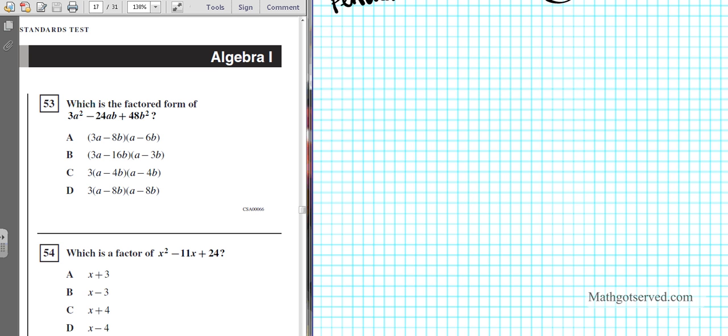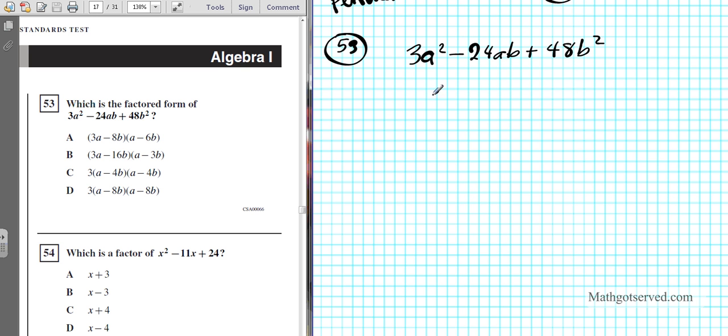All right, let's take a look at 53. It says, what is the factored form of 3a squared minus 24ab plus 48b squared? All right, so the first question is, is there a greatest common factor for all three terms?